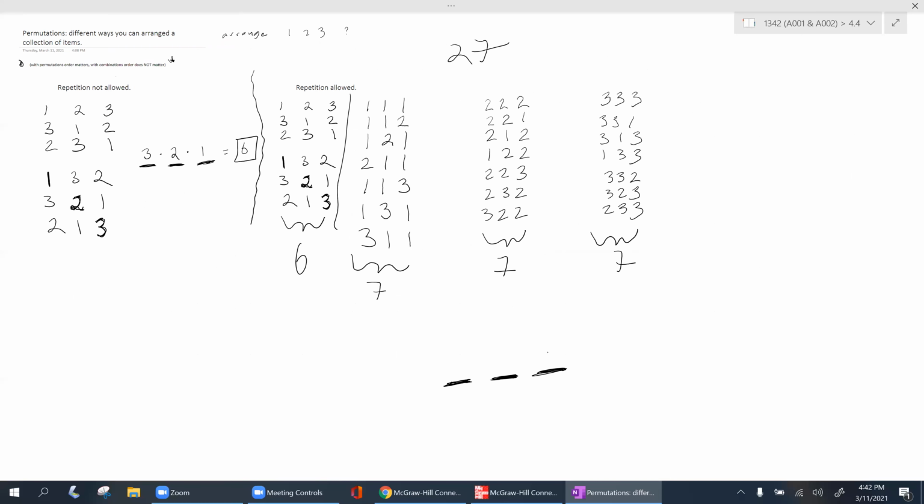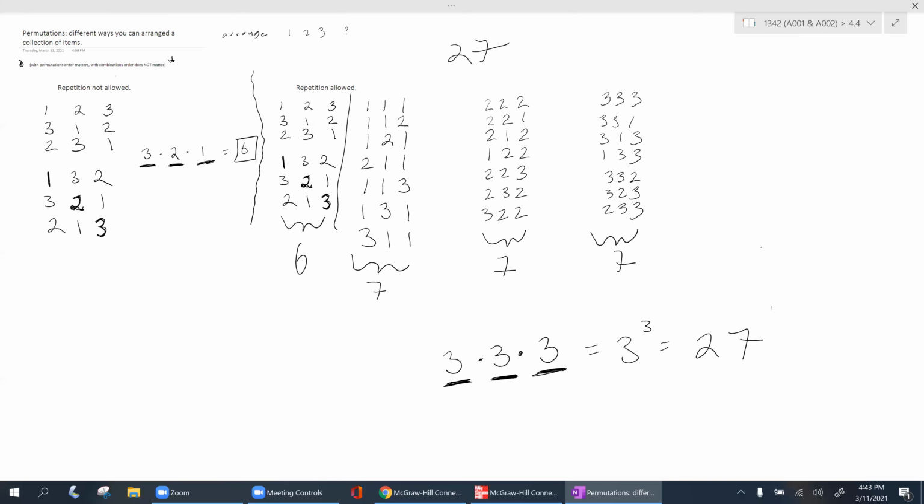And we started with how many items in the beginning? 3. Right, we started with 3. Repetition is allowed, so that means I'm going to multiply this with 3. And guess what? In the last one, repetition is allowed as well. So that is 3 times 3 times 3, which is 3 cubed, which is just 27. Which is exactly what we got.